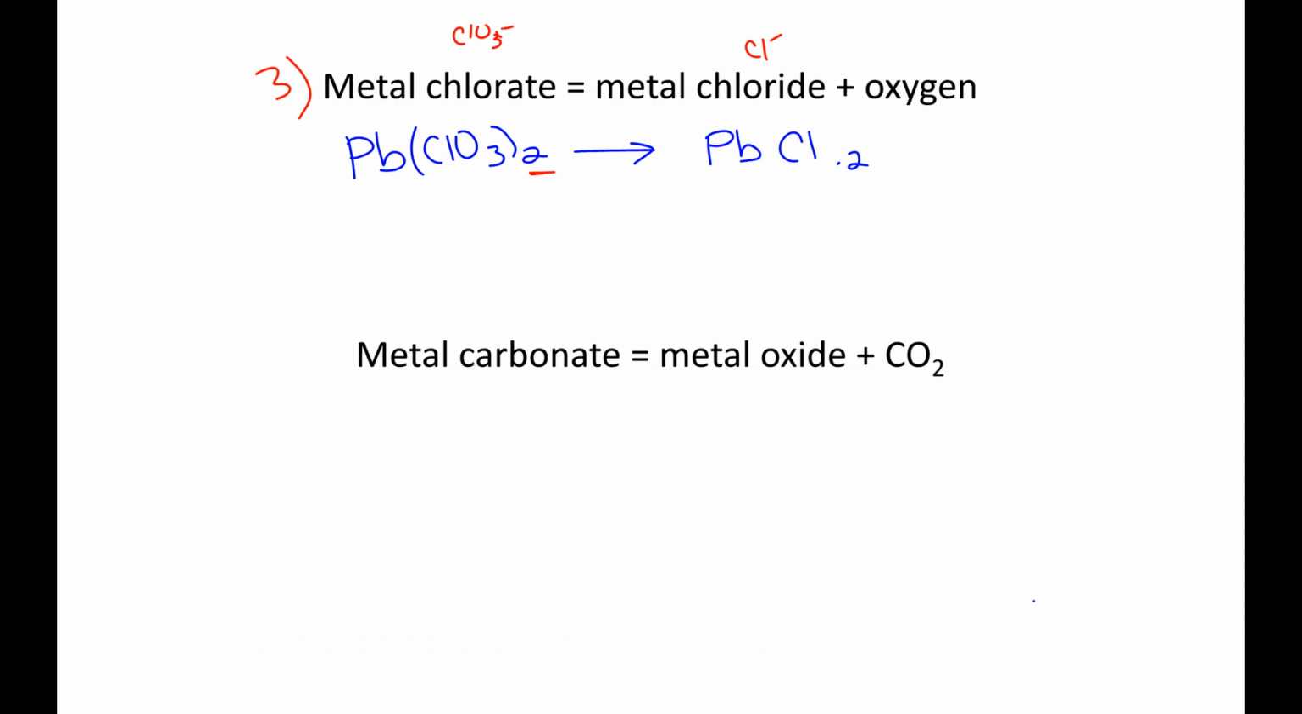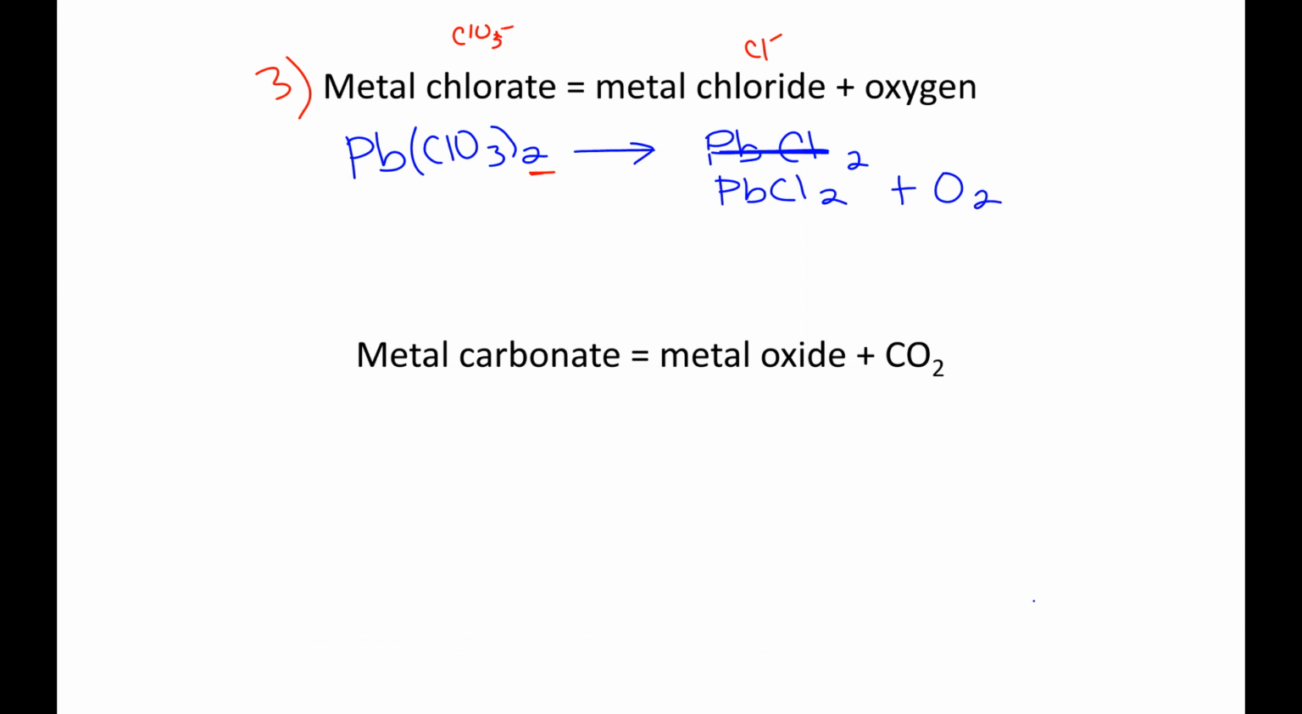But because the ClO3 and the Cl have exactly the same charge, there's going to be the same number of them in the product. Okay, so the metal chloride is PbCl2. And in fact, let me go ahead and write this as PbCl2. So it's a little easier to write. Plus oxygen. Now we've got to balance it.